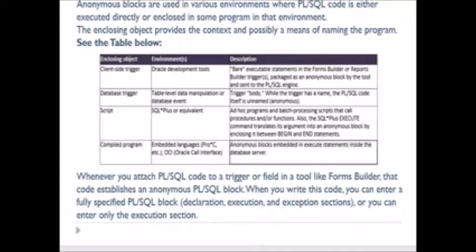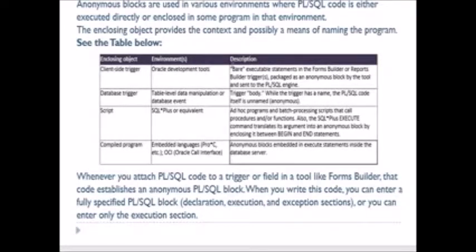So anonymous blocks are used in various environments. You remember we discussed this in the class. They are either executed directly or enclosed in some program in that environment, where the enclosing object provides the context and possibly a means of naming the program. See the table below, which we actually discussed.